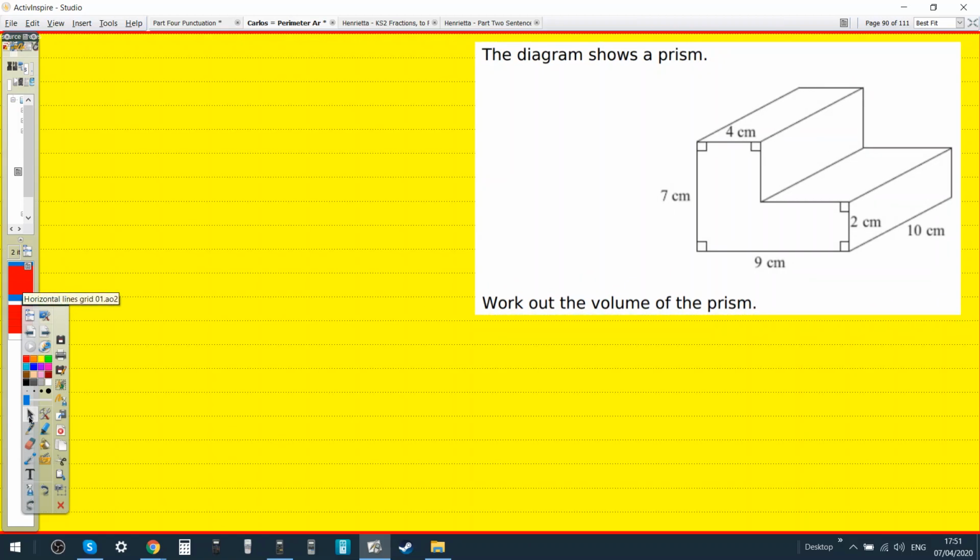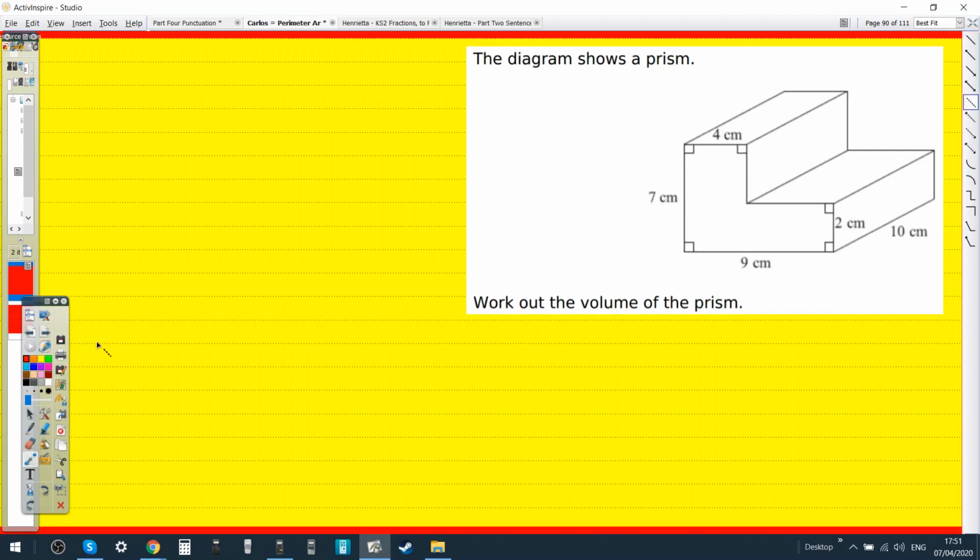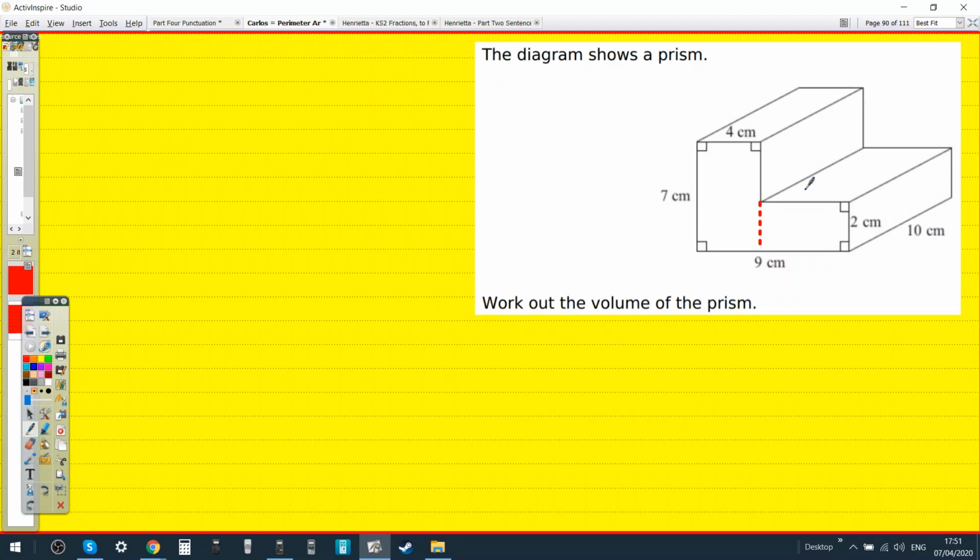How about this? Work out the volume of the prism. So if you split it in half, and which way? Going up, going across? Up. Okay. And the other side will be 5, the smaller side. And then you do 5 times 2, which is 10, then 10 times 10 is 100. So that's for that side.